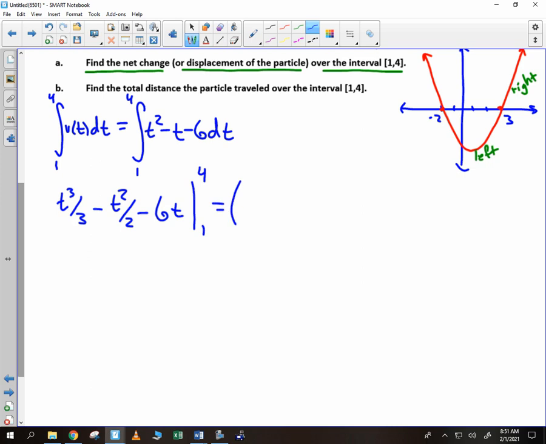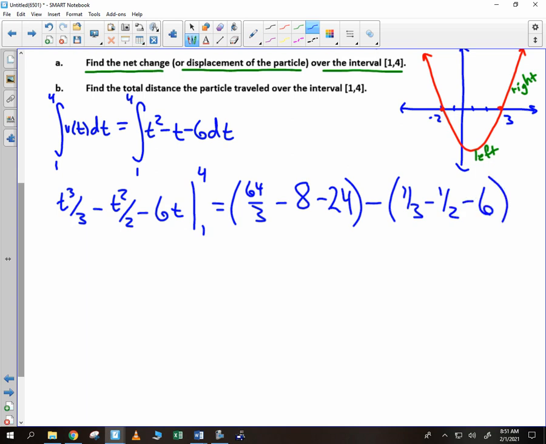When we plug in 4, we get 64 over 3 minus 16 over 2, which is 8, minus 24. Minus, and then we're going to plug in 1. 1 over 3 minus 1 over 2 minus 6. So as we join some terms here, 64 thirds minus 1/3 is 63 thirds, or 21. Those are gone. -8, -24, will be a +6 and a +1/2.